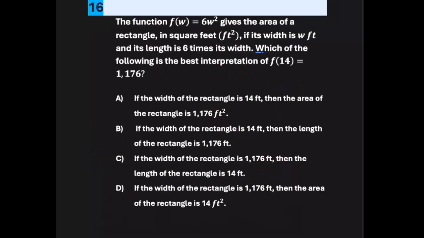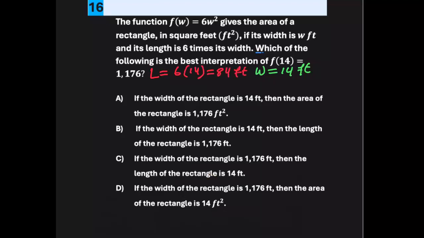Okay, question 16, the function f of w equals 6w squared gives the area of the rectangle. If the width is w feet, and the length is 6 times the width, which of the following is the best interpretation of f of 14 is equal to 1176? F of 14 gives us the hint that the width is equal to 14 feet. And we know that the length is 6 times the width. So L is equal to 6 times 14, which is 84 feet.